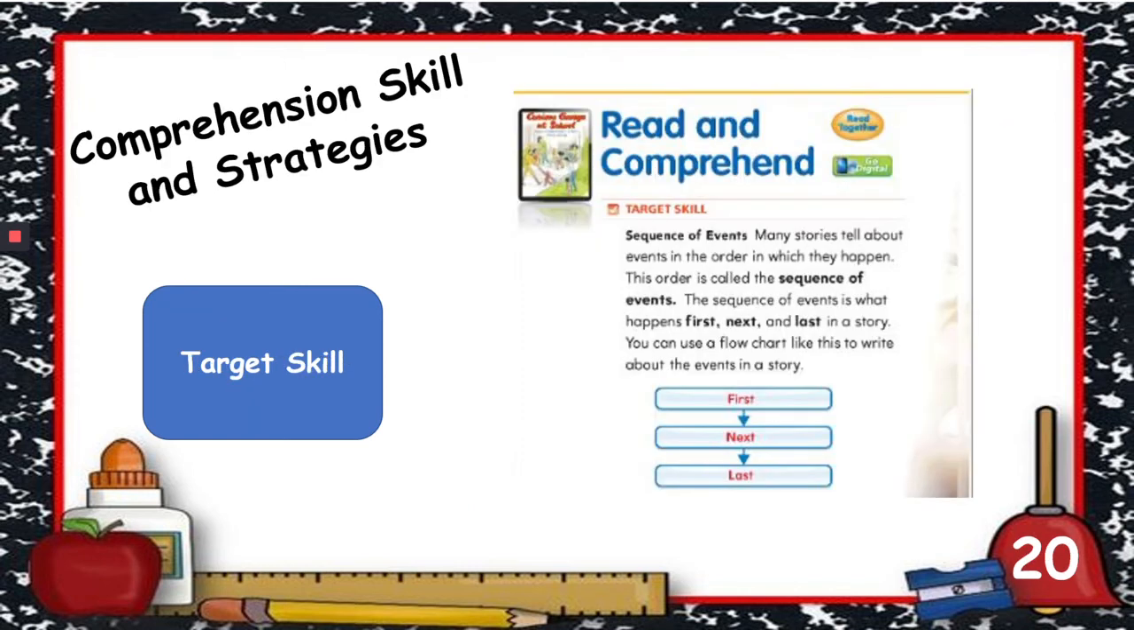Our target skill for Lesson 3 is sequence of events. Many stories tell about events in the order in which they happen. This order is called the sequence of events. The sequence of events is what happens first, next, and last in a story. You can use a flowchart like this to write about the events in a story.